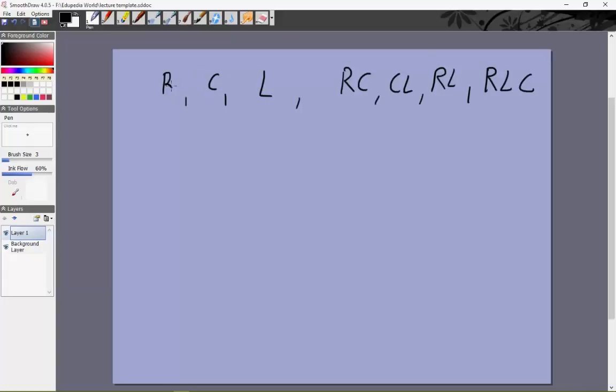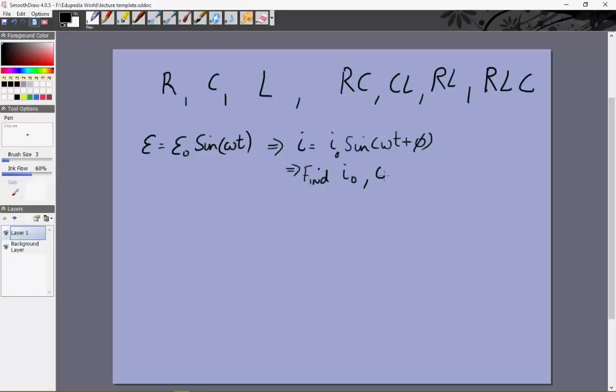Now for these three cases we calculated the value of I0 and the value of phase. I'll just write the question again. We'll be given E equal to E0 sine omega t, and we'll be given either an R, a C, an L or a combination of them, and our goal will be to write I as I0 sine omega t plus phi, and once we've done that we will have to find the value of I0 and phi.